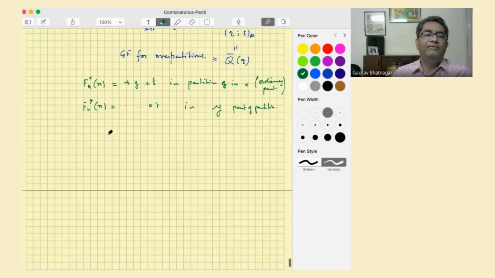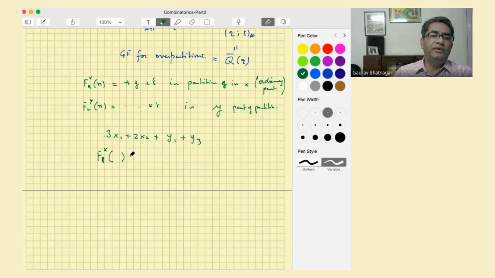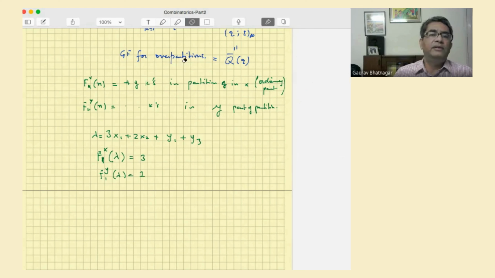So suppose we have 3x1 plus 2x2 plus y1 plus y3, then what we are saying is f1 of x of this partition, whatever it is, suppose this is lambda. So for this lambda, I will have 3 of x1, and the contribution of y will be 1. So this is a wrong notation.